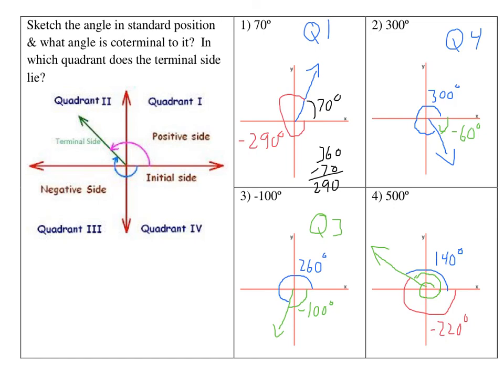The 500 just becomes a way to get your terminal side. The arrow is called your terminal side from the description right here. See terminal side right here? And then our last thing, quadrant, well that would be quadrant 2.